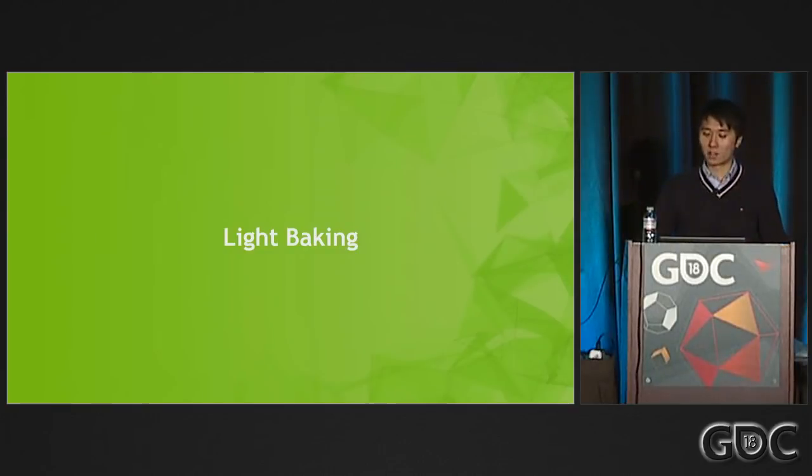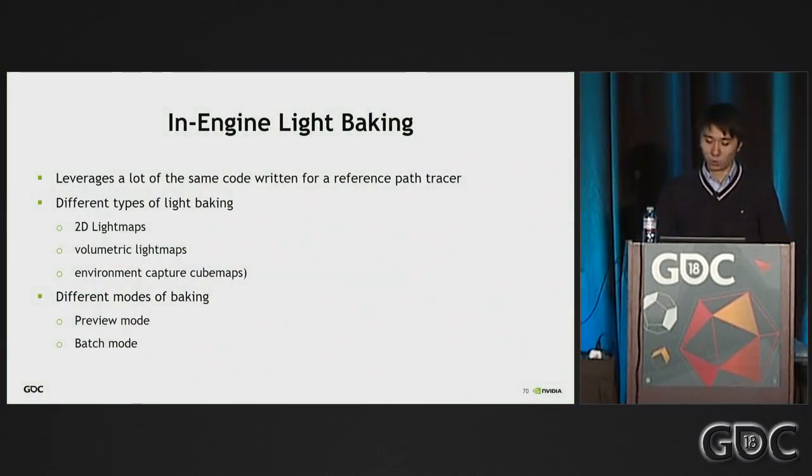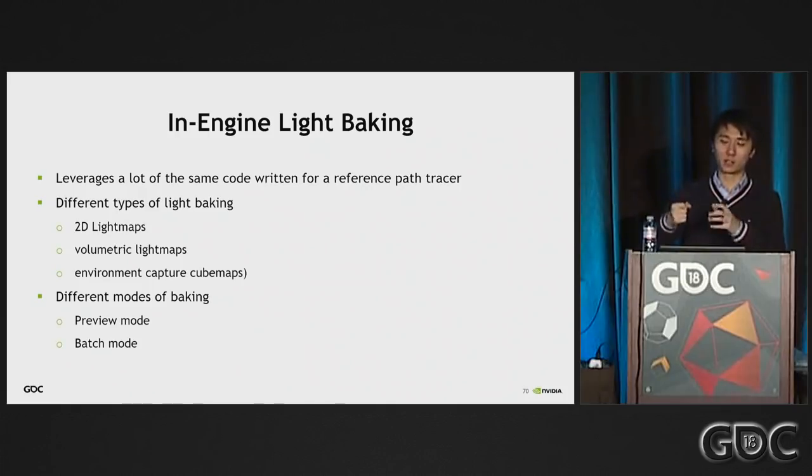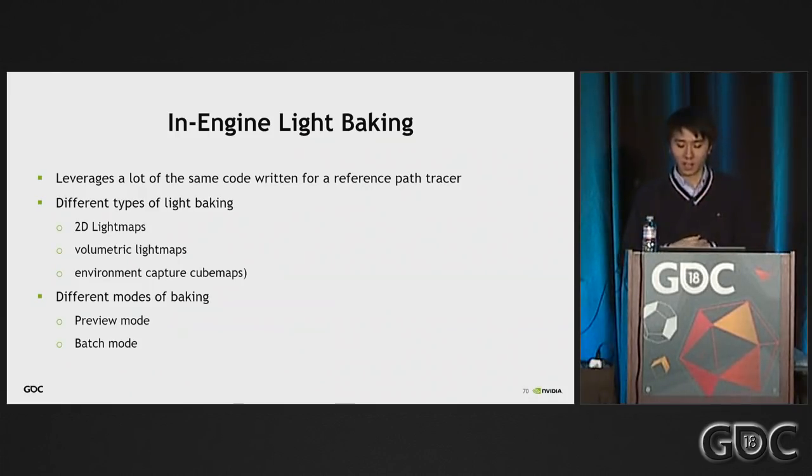Lastly, I'll just briefly cover light baking with DXR. Of course, there are many types of light baking in games. The most common one is the 2D light map that stores the lighting at surface points in the scene. There's also the volumetric one that stores the lighting in space, but that's used for dynamic geometries. And there are also light probes, that's also a type of light baking. And the focus today is the common 2D light maps for static geometries.